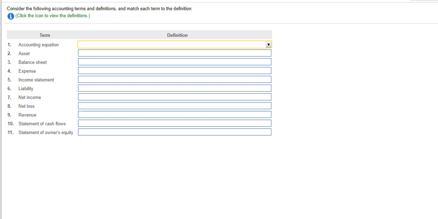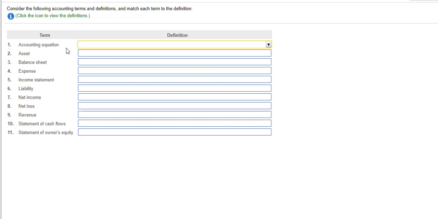Now, some homework assignments are so simple that there's not going to be any videos for them. However, this problem, exercise 1-19, more accounting vocabulary, is super important, so I want to make sure that we discuss this. What we're supposed to do is we have some accounting terms, and then here's the definitions, so we're supposed to explain what these terms mean.